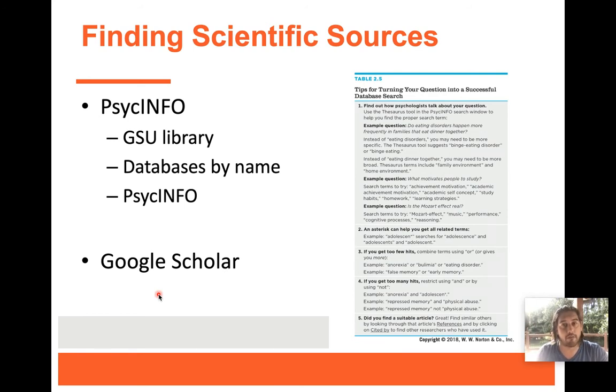Oftentimes there will be a PDF linked to it. Oftentimes publishers allow researchers to post and share PDFs of their preprints or their published materials on their personal website. So if a researcher has their own website or their lab has a website, you can find their publications there, and that will often come up on Google Scholar. It's a nice way to get around the paywall if you don't have access to these databases.